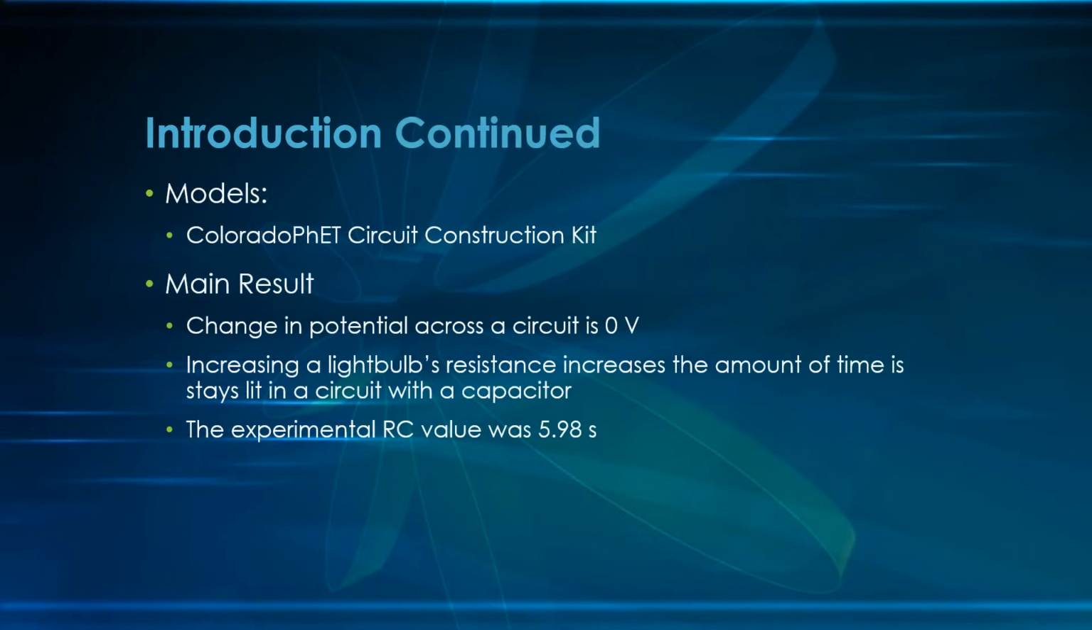The model I used in this lab is the Colorado PhET circuit construction kit, and the main results were that the change in potential across a circuit is 0 volts. Increasing a light bulb's resistance increases the amount of time it stays lit in a circuit with a capacitor, and the experimental RC value was 5.98 seconds.